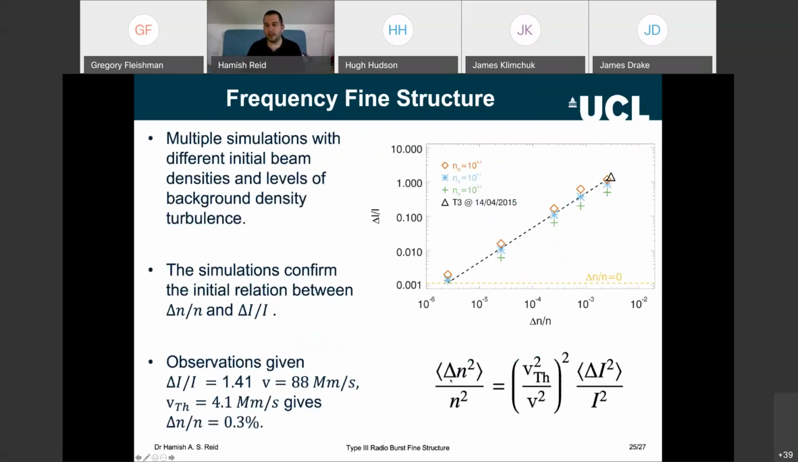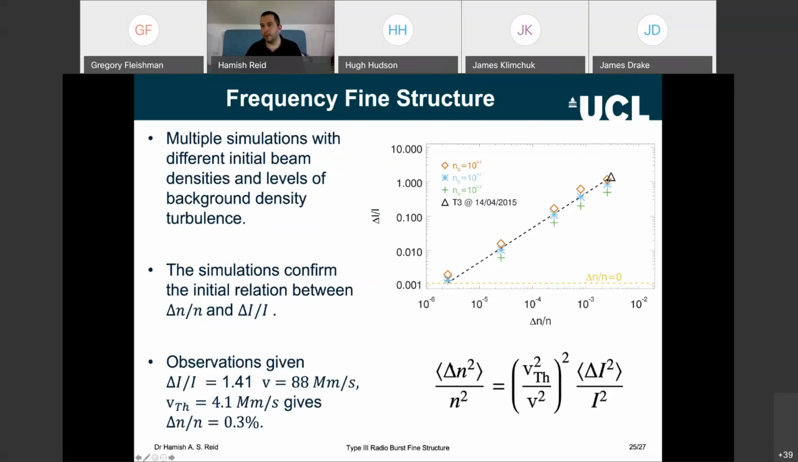And so if we take a whole bunch of simulations and we vary the value of delta n over n that is put into the simulations, and we estimate delta I over I from the simulated type 3 bursts, we get all of these points here. And you can see that there is this sort of relation between delta n over n and delta I over I from the different simulations. The different colors are relating to initial beam densities that are changing, and the higher the beam density, the higher the electron beam bulk velocity, which is why you get this sort of range here.